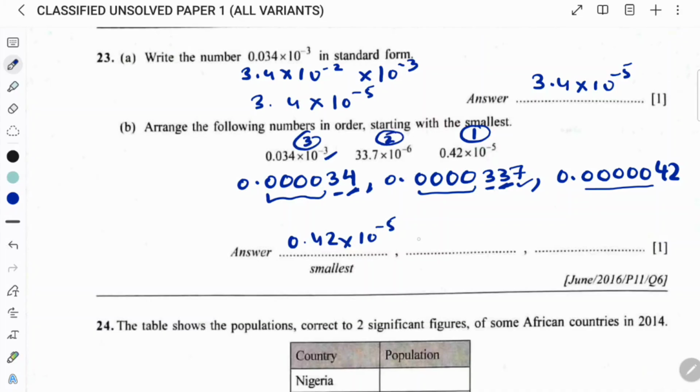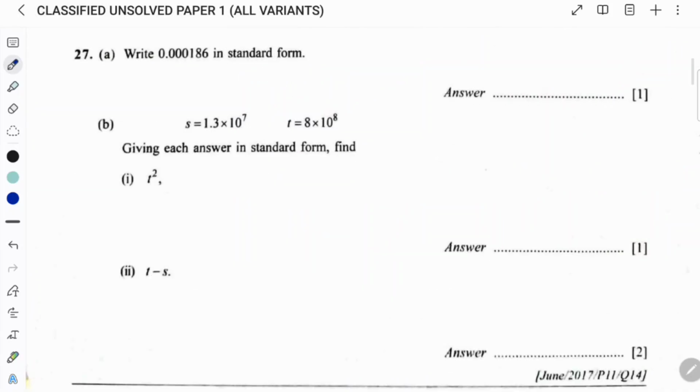Okay, so you can write down 33.7 into 10 to the power minus 6 and 0.034 into 10 to the power minus 3. All right. If I feel any different questions are coming, I'm just taking that question.